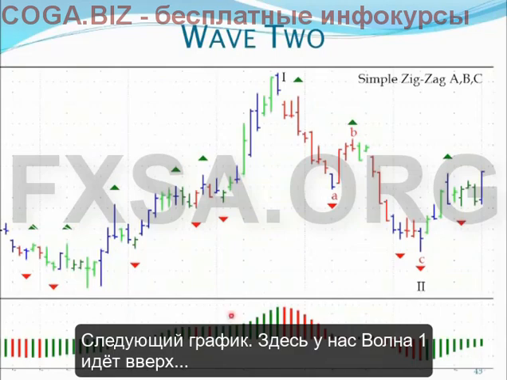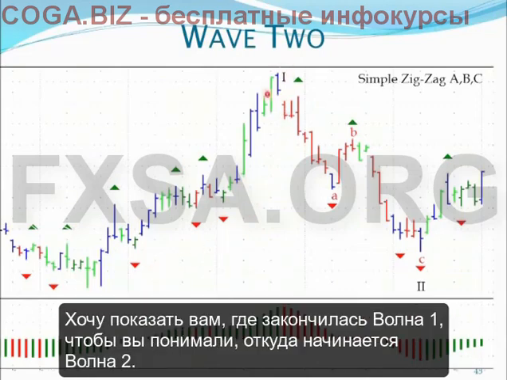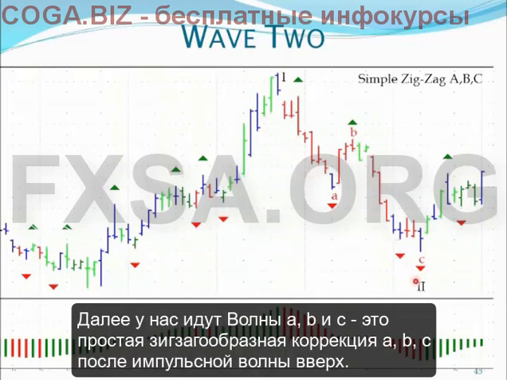The next chart we have a wave 1 that comes up. I want to show you where the wave 1 is so we know where to start for wave 2. We have an A, a B, and a C wave. Simple zigzag ABC correction after an impulsive wave up.